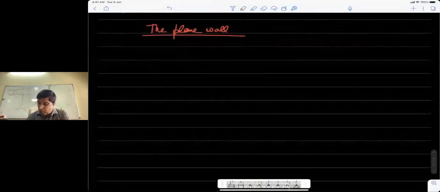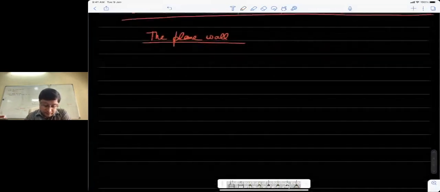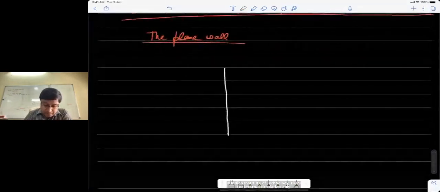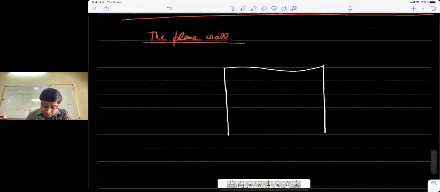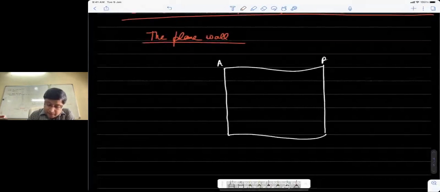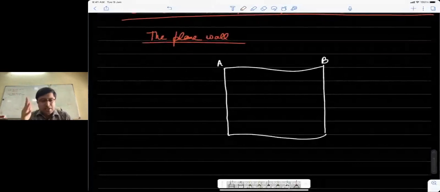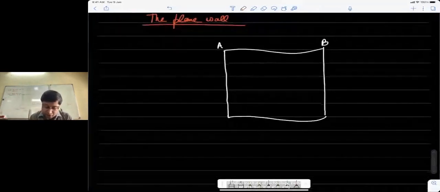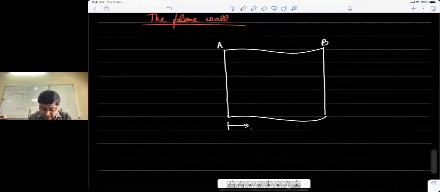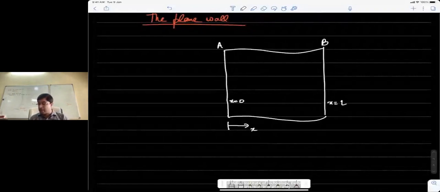And the plane wall problem that I would pose is something like this. Say we have a slab of a solid. Let's say that there are two surfaces A and B. In the other dimensions there are no variations, so there is only variation along x. Let's say this is x equals 0, and x equals L. Maybe the slab has a thickness of L.